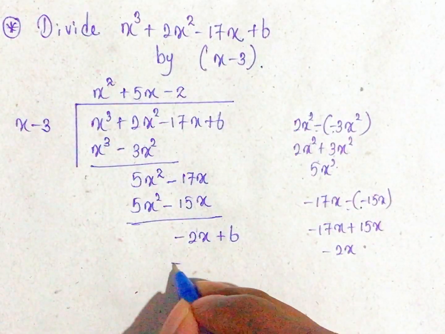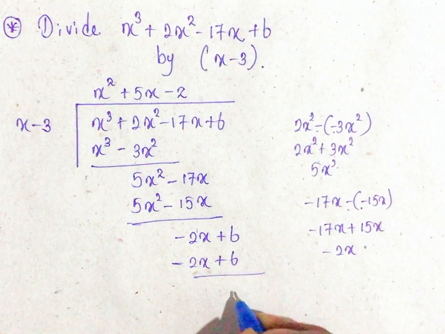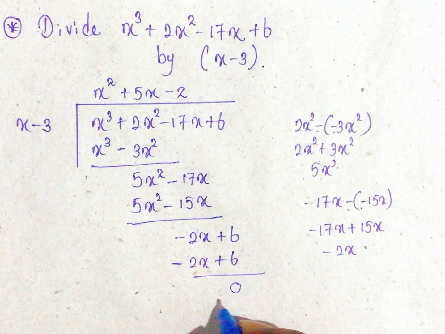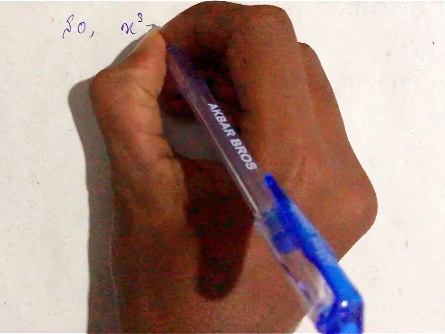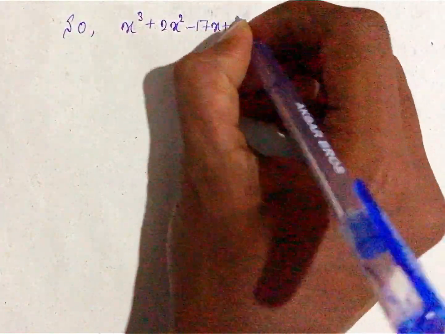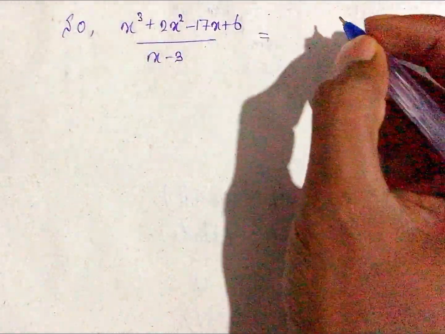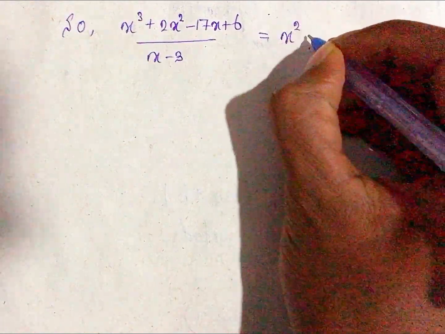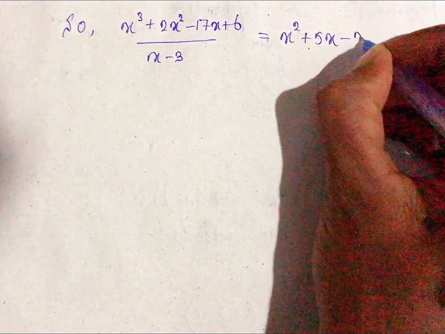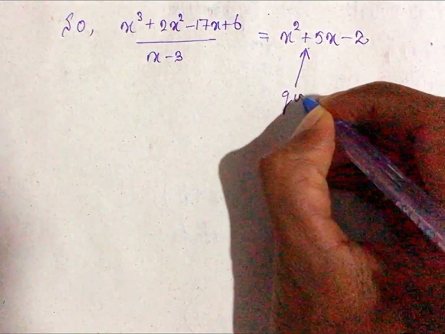Then multiply minus 2 by x minus 3, and you get minus 2x plus 6. You get a remainder of 0. We divided a polynomial function using the long division method. So the final answer: x cubed plus 2x squared minus 17x plus 6 divided by x minus 3 equals x squared plus 5x minus 2. We call it the quotient.